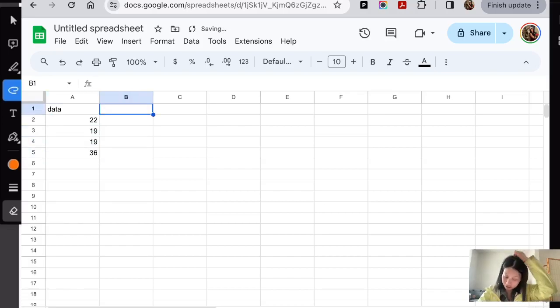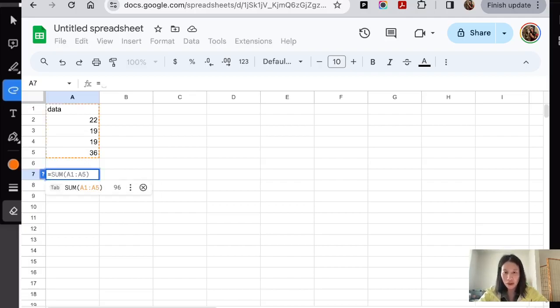Now, the next step is we want to find the mean. In fact, there is a built-in function to help you find the mean. All you need to do is type in equal and type in mean, and then choose the data that you want to take the mean of, and then put them into parentheses.